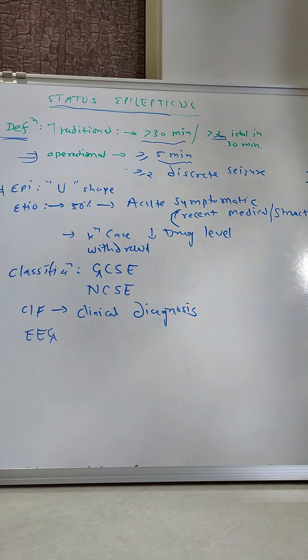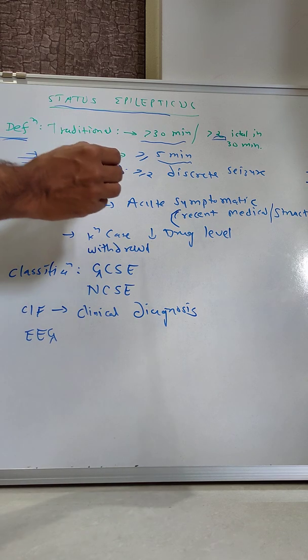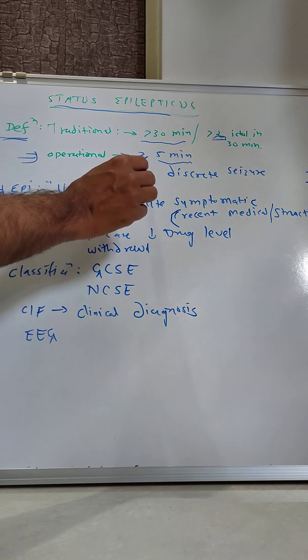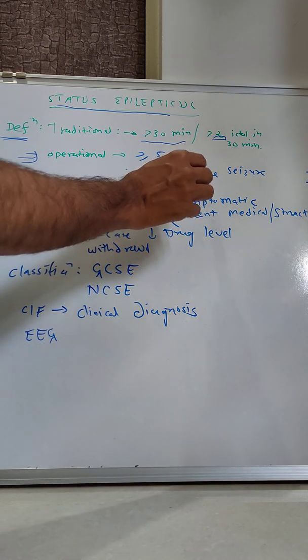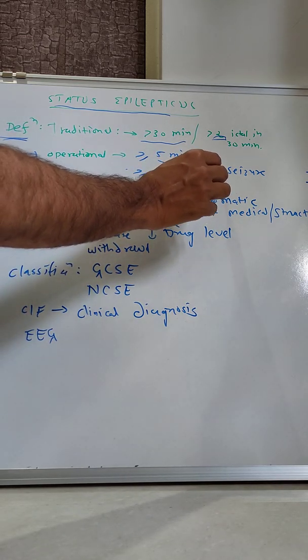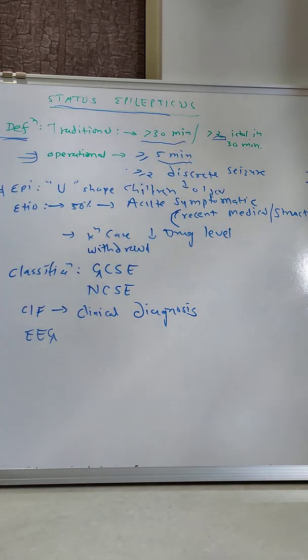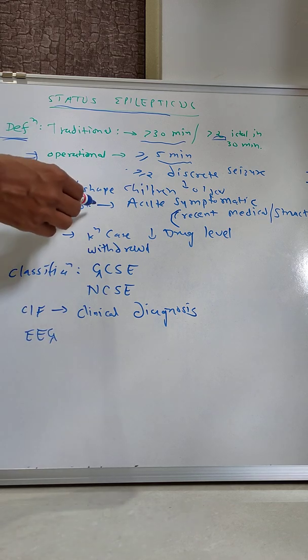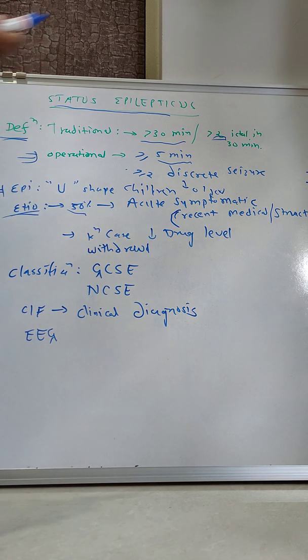We usually focus more on management, but look at some of the epidemiological features. It is more common in children and old people rather than young people, so it has a U-shaped curve of distribution epidemiologically. Etiologically, most of the patients who present to us with status epilepticus are acute symptomatic.